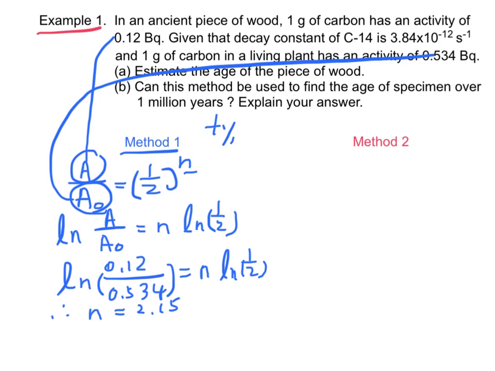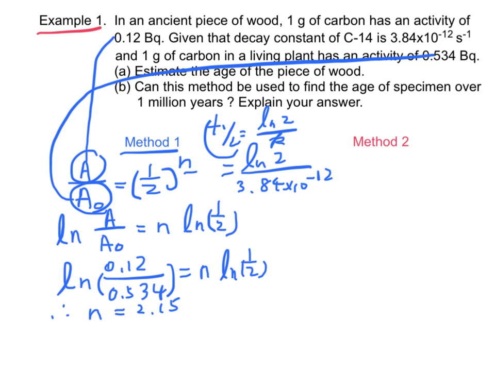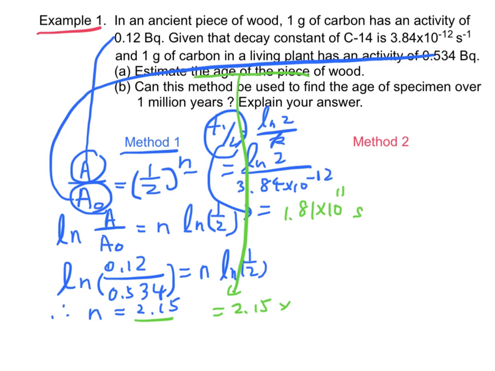And half-life equals log 2 over k, equals log 2 over 3.84 times 10 to the power negative 12. Therefore, the half-life equals 1.81 times 10 to the power 11 seconds. Therefore, the age of the piece of wood equals n, 2.15, times the half-life, 1.81 times 10 to the power 11, which is equal to 3.88 times 10 to the power 11 seconds.